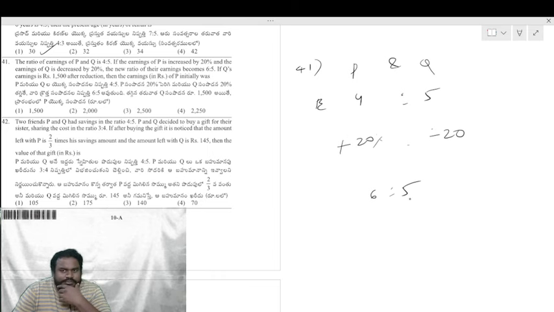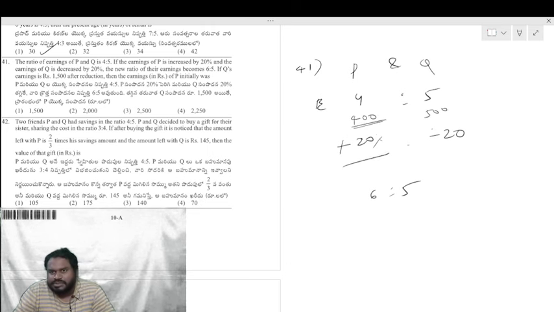So you can solve it by taking 4x, 5x also, but you can also take a single number like that. So this is some 400 and this is some 500. So 400 increased by 20%. So 10% is 40. Just eliminate that zero. 10% is 40. So 20% is 40 into 2.